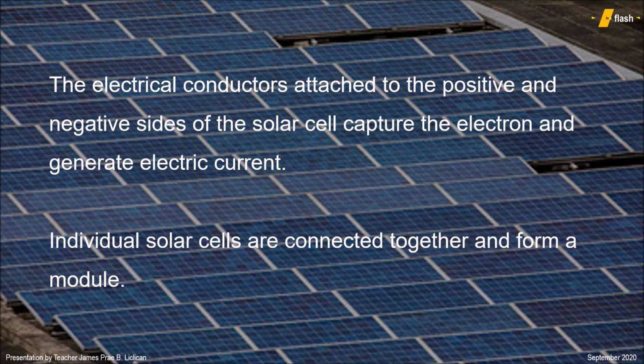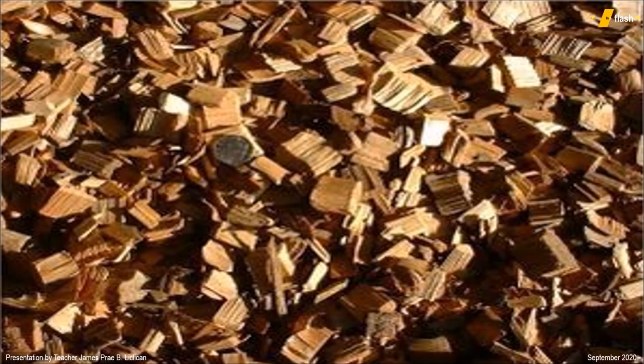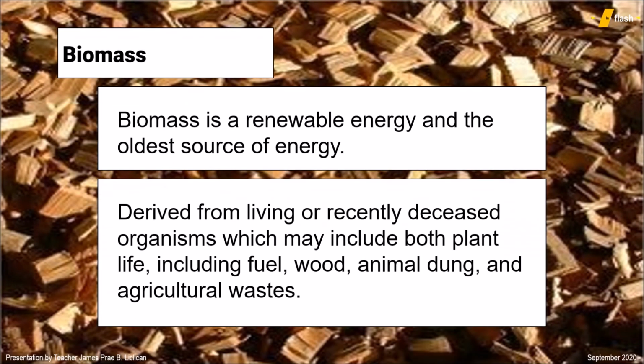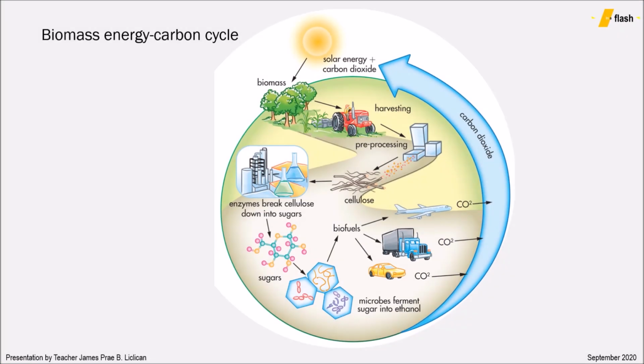And another form of renewable energy is called biomass. Biomass is similar to fossil fuel in terms of its derivatives. However, the difference lies on the time required for energy to be produced. Biomass is derived from the remains of organisms including plants, animals, wood, animal dung, agricultural wastes, and even fuel itself. Biomass is the process of breaking down materials into cellulose. This becomes sugars, which then are converted by microbes into usable fuel called biofuels.